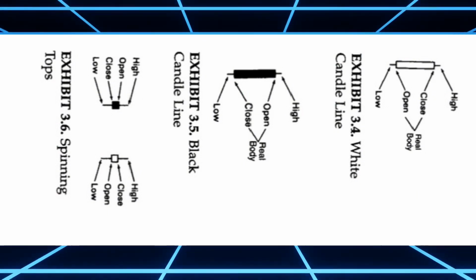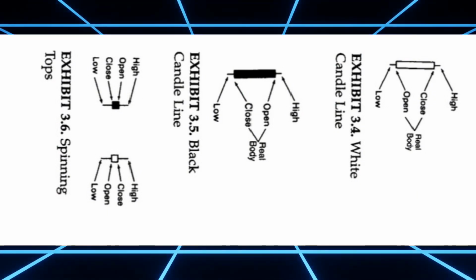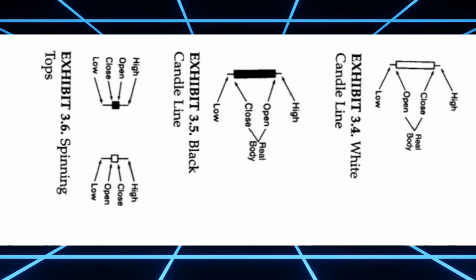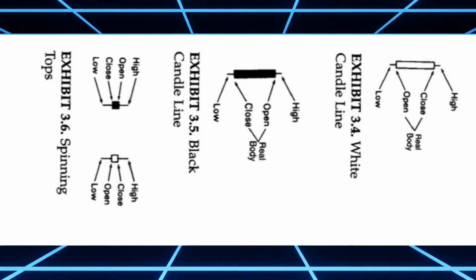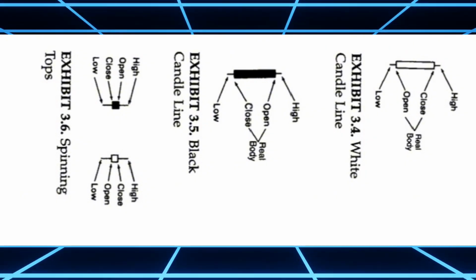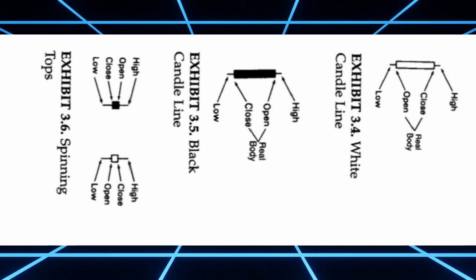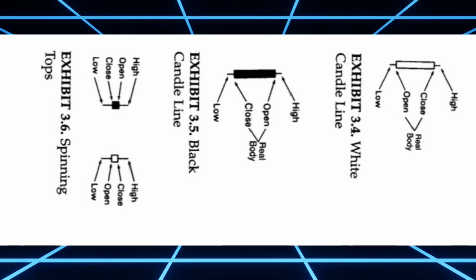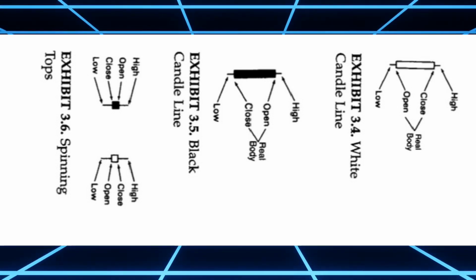A practical application of the real body is using its size as a barometer of the market's momentum. While a long white and black candle shows the action as one-sided, we get a clue that the prior momentum may be losing force as the real body becomes smaller. The Japanese term for a small real body, black or white, is called a spinning top.